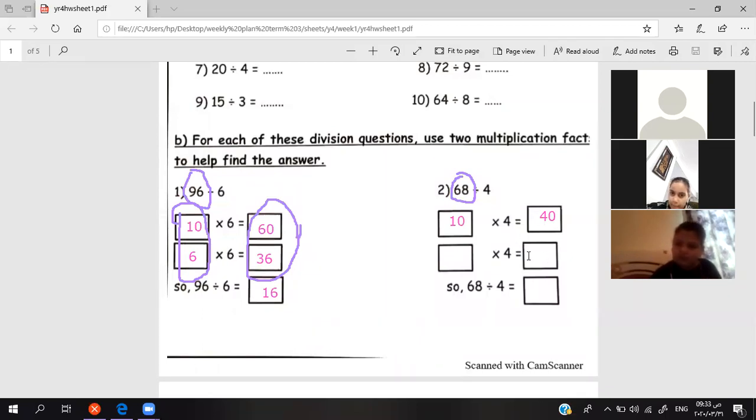So right here 28. Am I right? Let us see. 0 plus 8, 8. 4 plus 2, 6. Right. So let's answer. What times 4 gives me 28? It is 7. So my final answer like that is gonna be the 10 and the 7, which is 17.